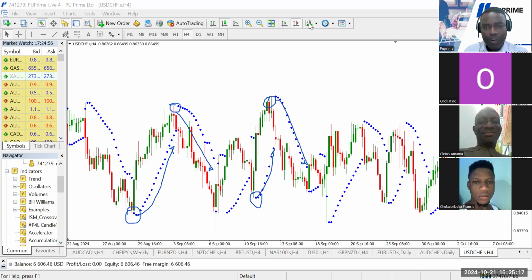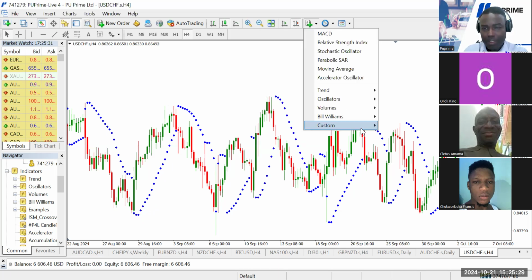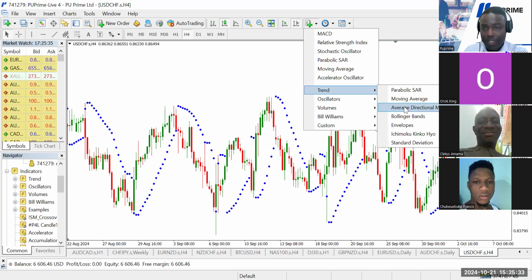Now, the third indicator I'll teach us this afternoon is the ADX, the average directional movement index. And it's equally a trend indicator.